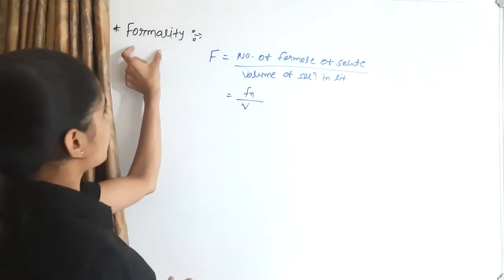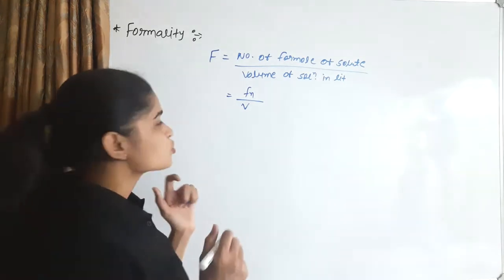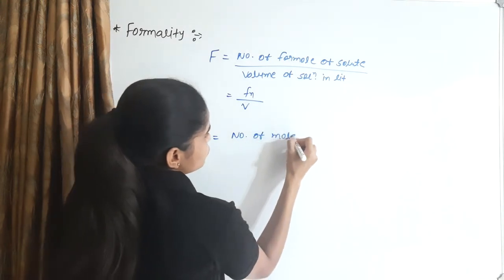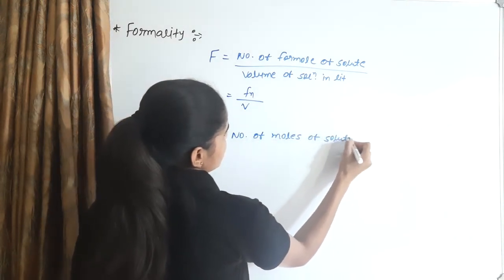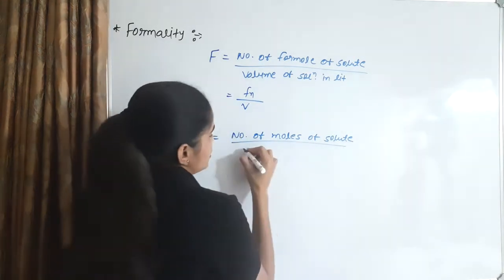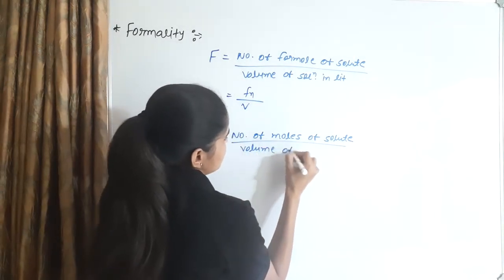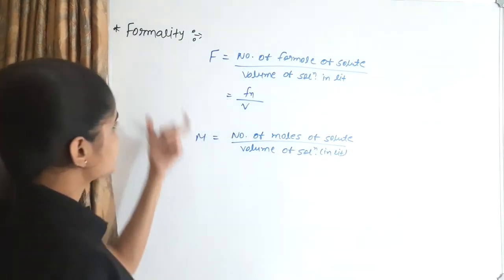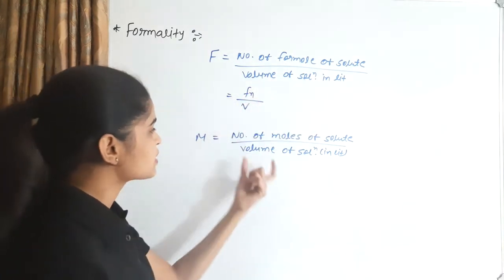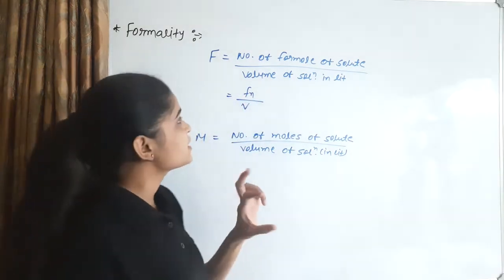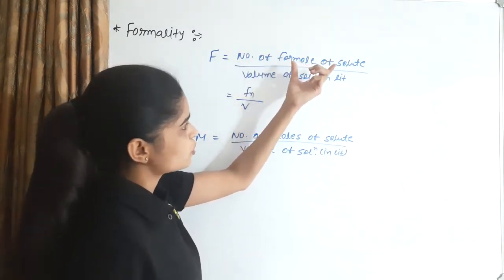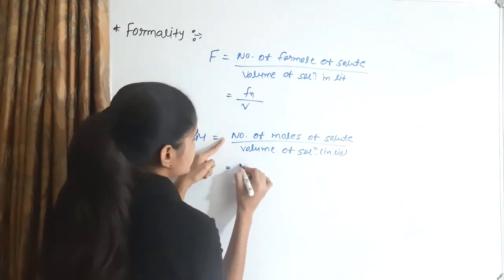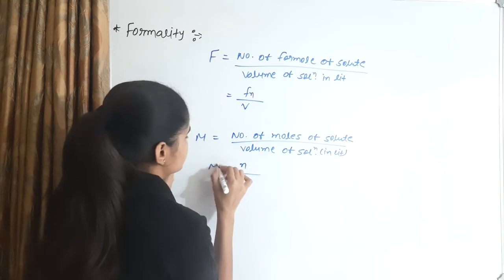Then comparison of the formality with the molarity. Molarity M is equal to the number of moles of solute dissolved per liter of solution. So that is the volume of solution in liters. In formality and molarity, the term volume of solution in liters is the same. The only difference is formality uses formula moles of solute and molarity uses moles of solute. So moles of solute is N and volume of solution is V.